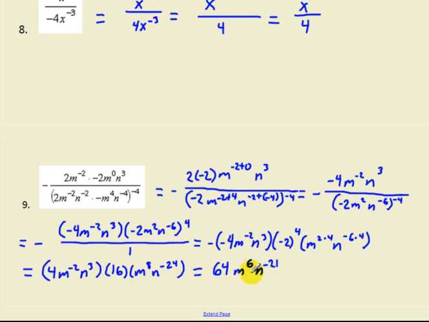And finally, we can rewrite this. The n has to go into the denominator because it has a negative exponent. The 64 is just our coefficient. That will stay in the numerator, and our m will stay in the numerator because of the positive exponent. So we end up with 64 m to the 6th over n to the positive 21st power. So this is much more compact and nicer to look at than this mess right here. Took us a while to get there, but we made it. And if you can handle this problem, you're in good shape for working with powers. Good luck.